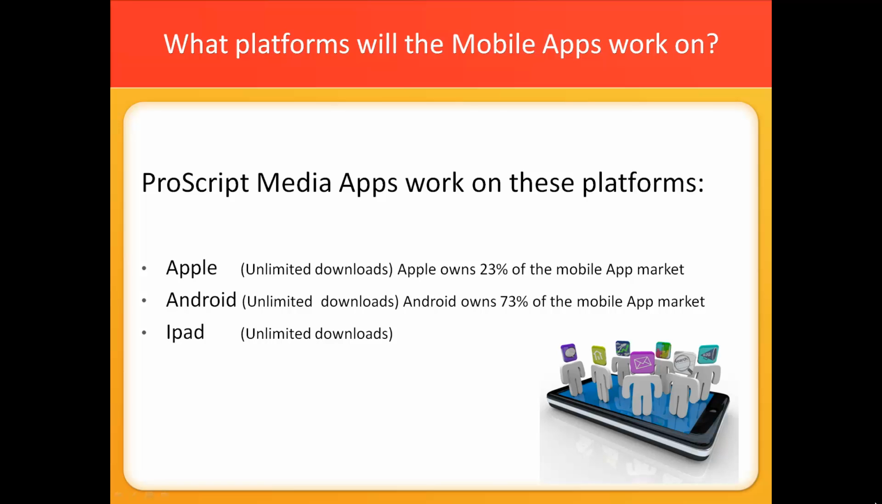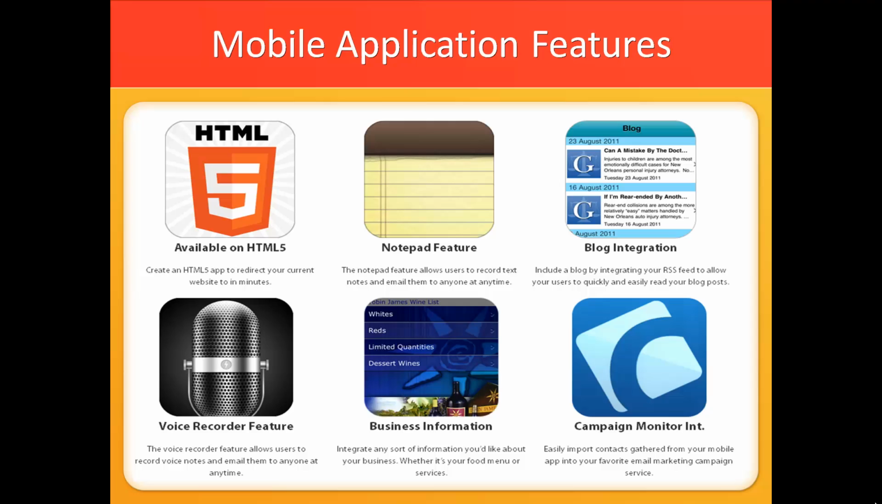So ProScript Media apps work on really the most popular platforms, which is, of course, Apple, Android, and an iPad. So Apple currently owns about 23% of the mobile operating system platform. Android owns about 73%, and then there's a few percent of miscellaneous other operating systems. But our applications work on Apple, Android, and iPad.